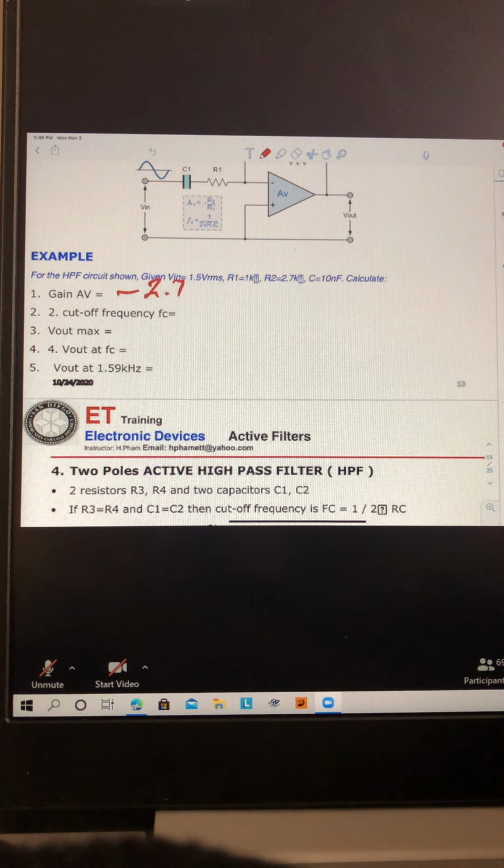Mr. Pham, why is it negative 2.7? Now you ask me how come it's negative? Is it because it's going up instead of going down? No. You have to go back to the inverting amplifier. What is the gain for an inverting amplifier? That's the formula: negative R2 over R1. That's just a formula, I'm not making it up. Is it because it's using the negative side of the wave?